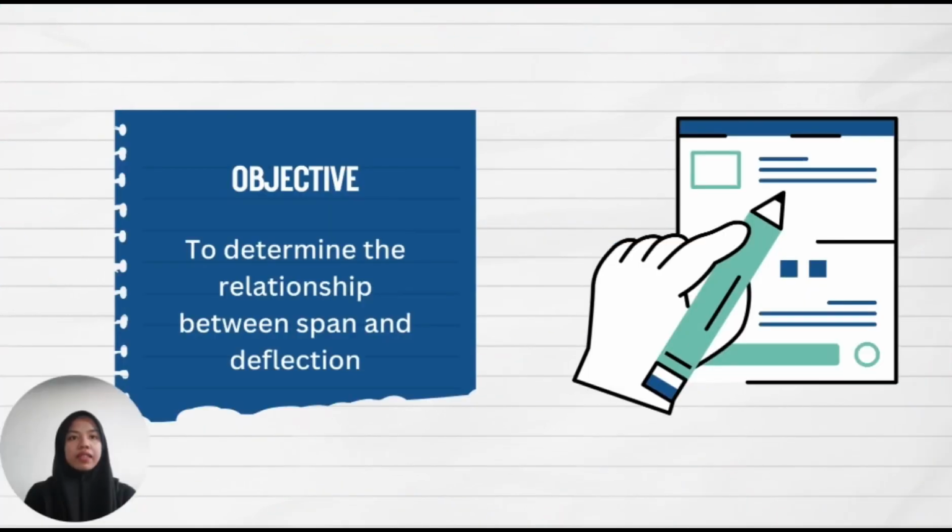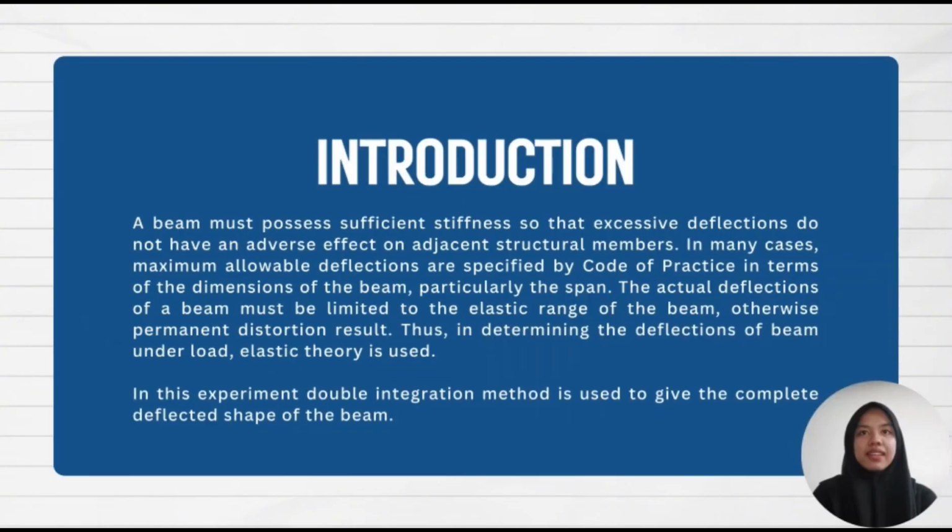The objective of this lab is to determine the relationship between span and deflection. It is crucial for a beam to exhibit ample stiffness to prevent detrimental impacts on neighboring structural elements due to excessive deflections. Often, building codes outline maximum permissible deflections, especially in relation to the beam's dimensions, particularly its span.